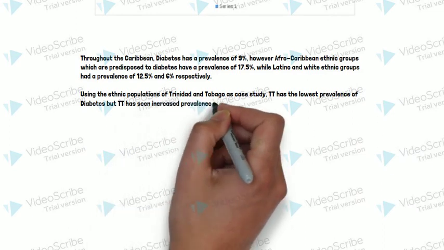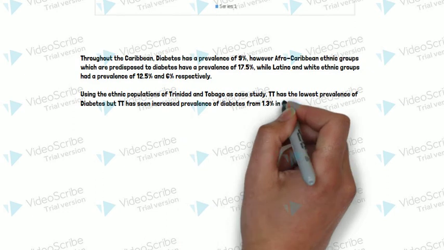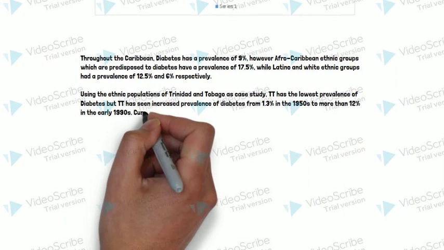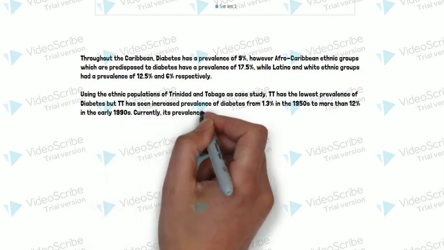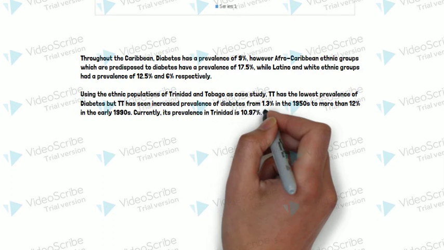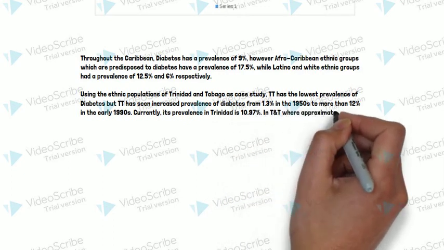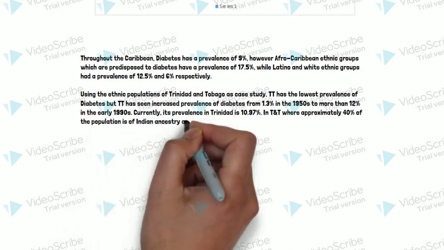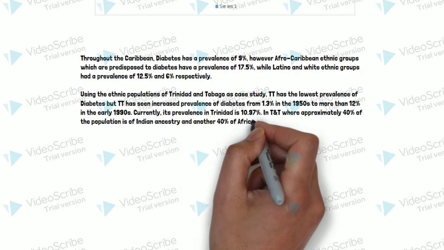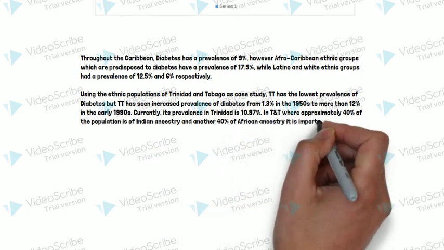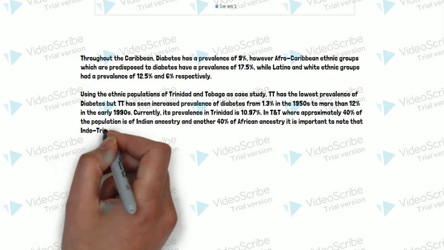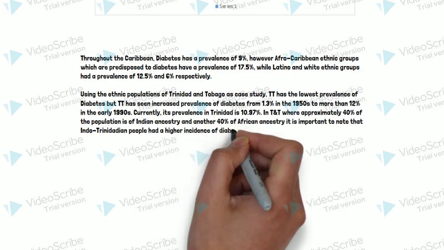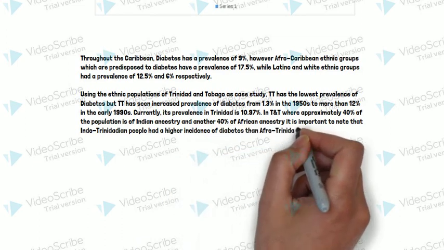Currently, the prevalence of diabetes in Trinidad is 10.9%, and in Trinidad, where approximately 40% of the population is of Indian ancestry and the other 40% is of African ancestry, it is important to note that Indo-Trinidadian people had a higher prevalence of diabetes than Afro-Trinidadians. In Jamaica, type 2 diabetes had a prevalence of 1.3% in 1960, and this grew considerably to 17.9% in 1995.